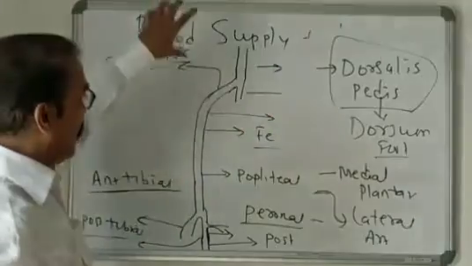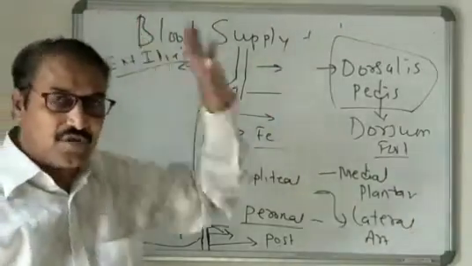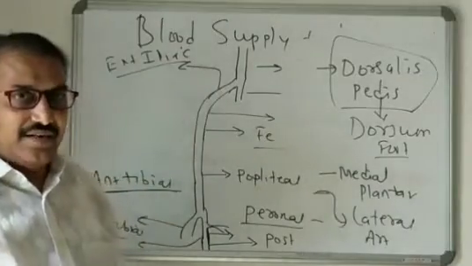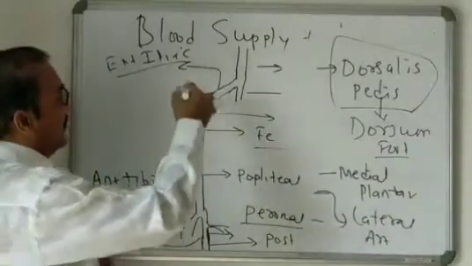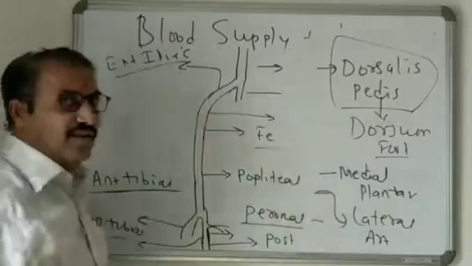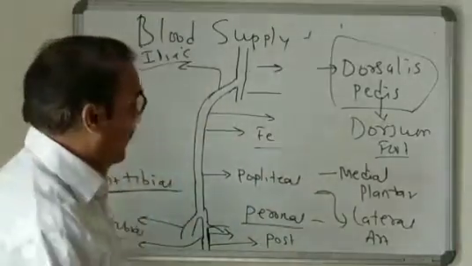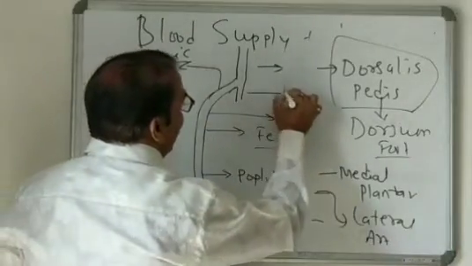I repeat, the common iliac artery is a branch of the abdominal aorta, right sided. It gives two branches, the external iliac and internal iliac artery. The internal iliac artery is the artery of the pelvic region.